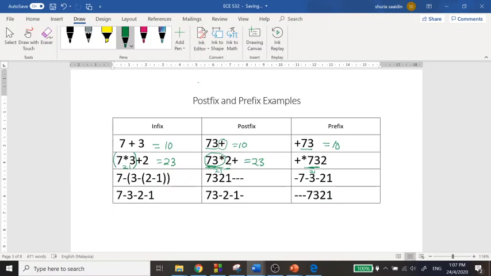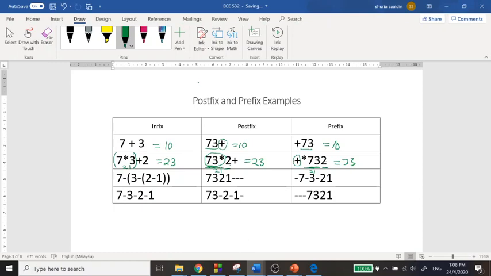After we do the operation, we go to the next sign in the expression, which is plus. Plus is an operator, so you have to go back to the previous two. The previous two is the multiplied 7 3, which is 21, and 2. So 21 2 plus equal to 23.